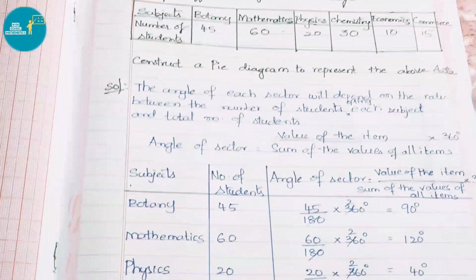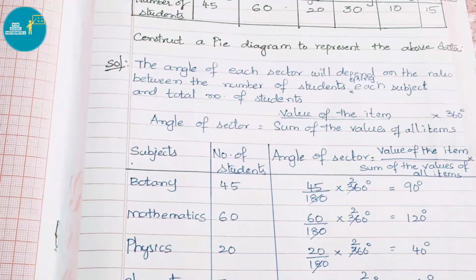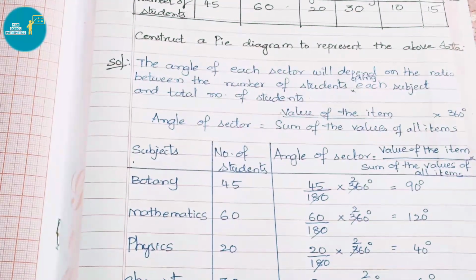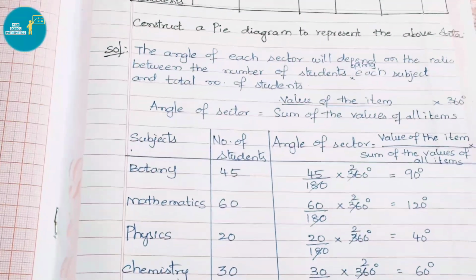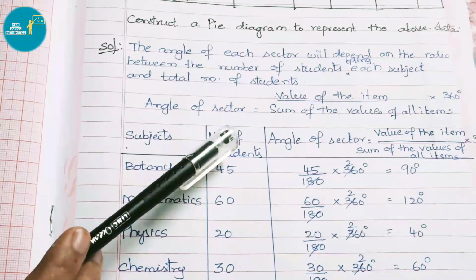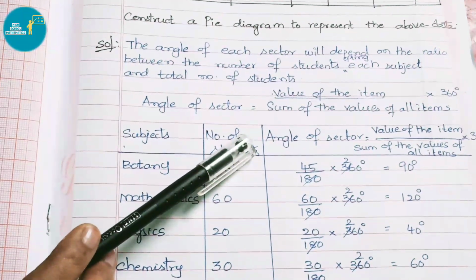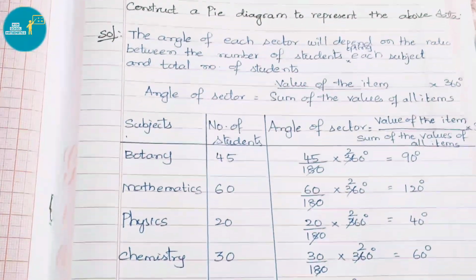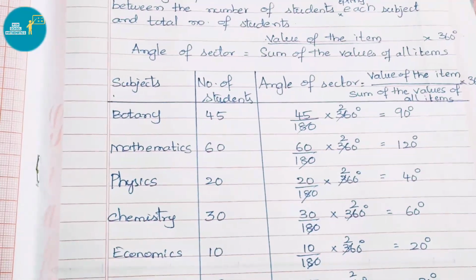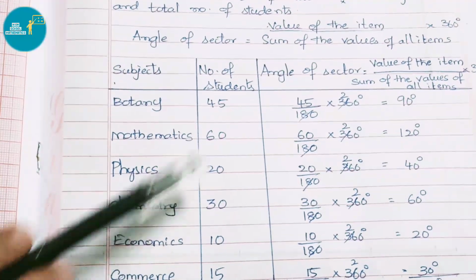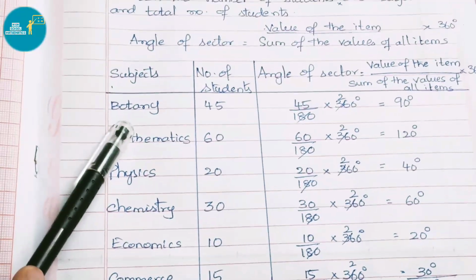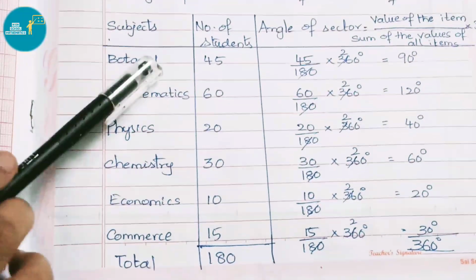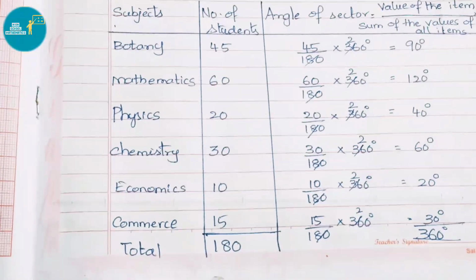The angle of each sector will depend on the ratio between the number of students opting each subject and total number of students. How to find angle of sector? That is value of the item by sum of the values of all items multiplied by 360. Let us see the tabular form. Here we have written subjects, number of students, angle of sector. First one, see here, botany 45 students. First we have done total for all those 6 subjects, that is 180.